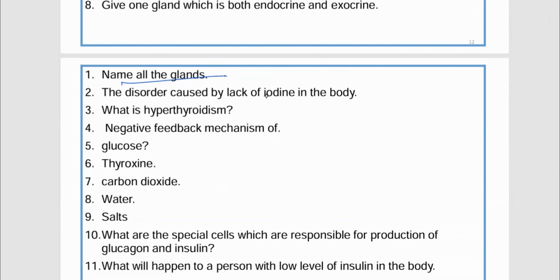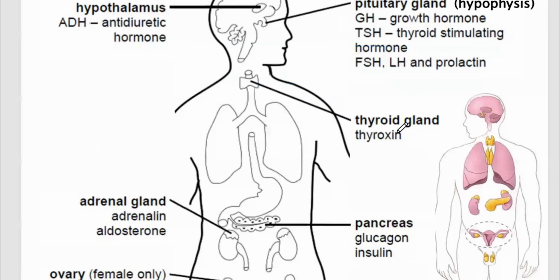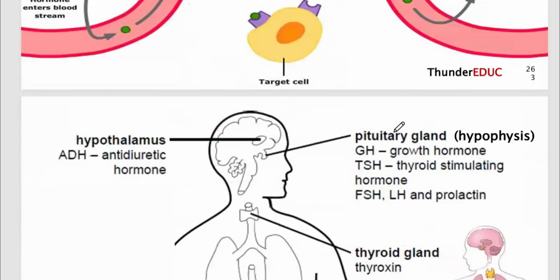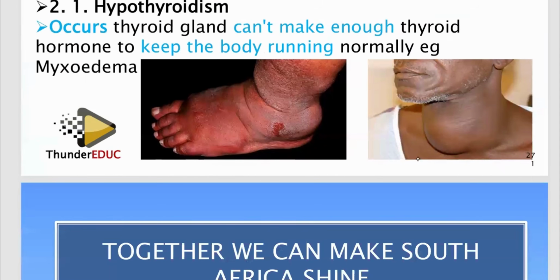What is the disorder characterized by lack of iodine in the body? We call that one goiter. Goiter. So that is the enlargement of the thyroid gland. The enlargement of the thyroid gland, it is what you call the goiter. This one. So I think you have ever seen that.